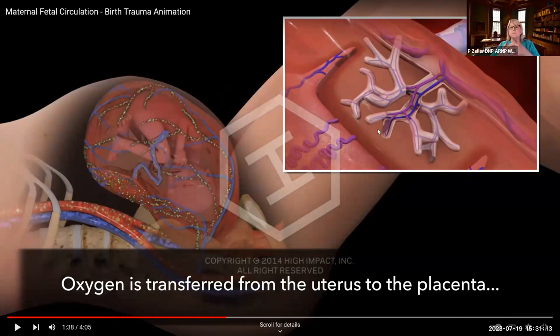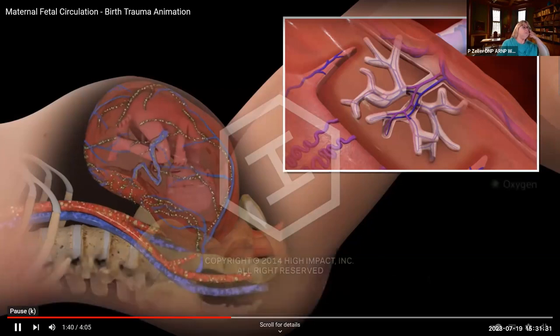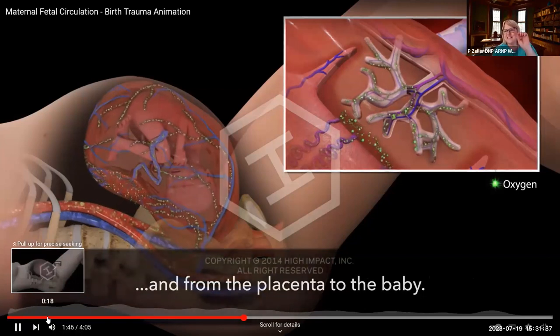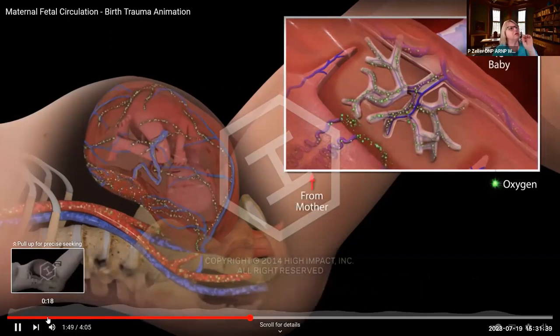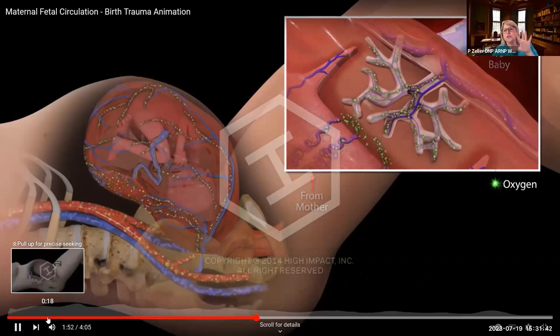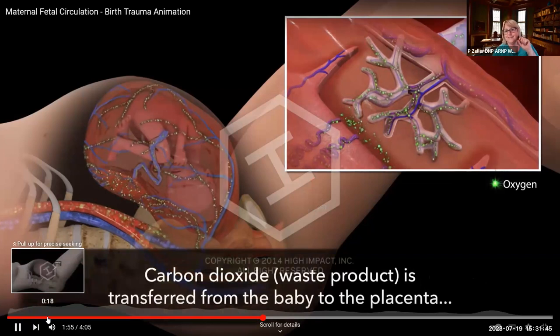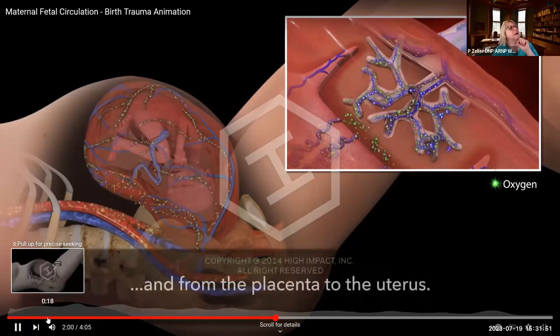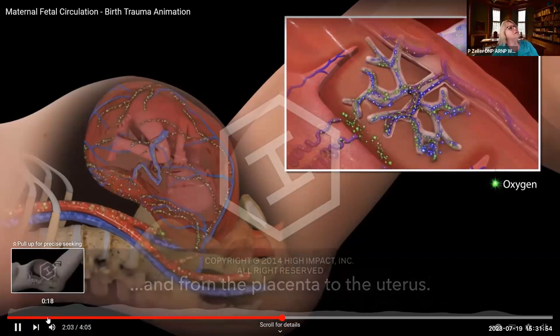And the blood vessels from the mother are really close to the fetal blood vessels, so that gas exchange can occur and nutrients can be pushed over to the fetus. So you can see how it's transferred. They don't connect directly, but they're very close so that all that good stuff can go through the umbilical vein to the fetus, and comes back through the two umbilical arteries.